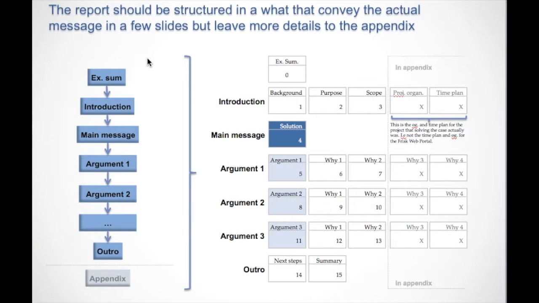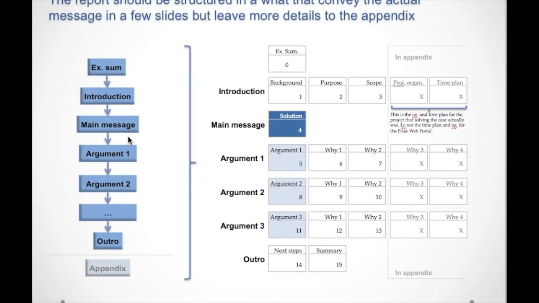Here you can see the structure of a PowerPoint presentation. It should be structured in a way that conveys the actual message in a few slides and leaves more details to the appendix. So you start with the executive summary, then you have some kind of introduction, then you have your main message, then you have arguments 1, 2, 3, 4, and so on, and then you have some kind of outro. And in detail, this looks like that.